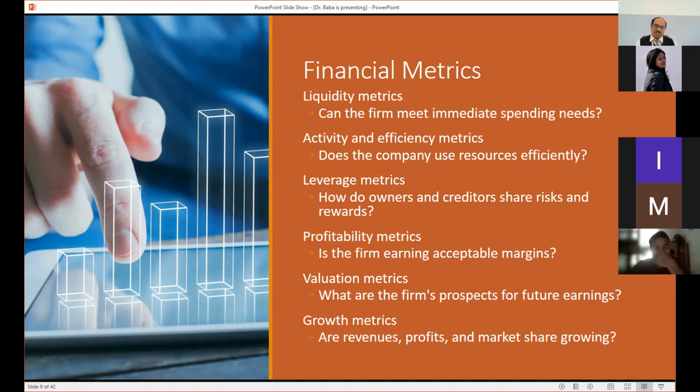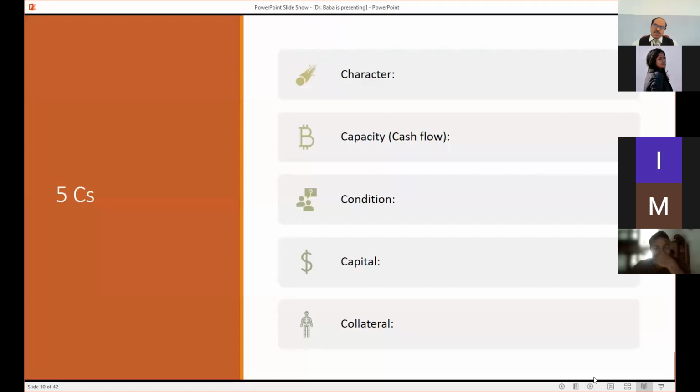Then the growth metrics. What is the market share of this company at the total level? That is important: how far an organization is controlling the total share in this market. These are all the theoretical items that we will consider. In addition to that, I think we might have studied the 5 C's concept. What is the character of the organization? That is, if it is an individual, what is the character of the individual? The capacity, condition, capital, collateral. Collateral means security.